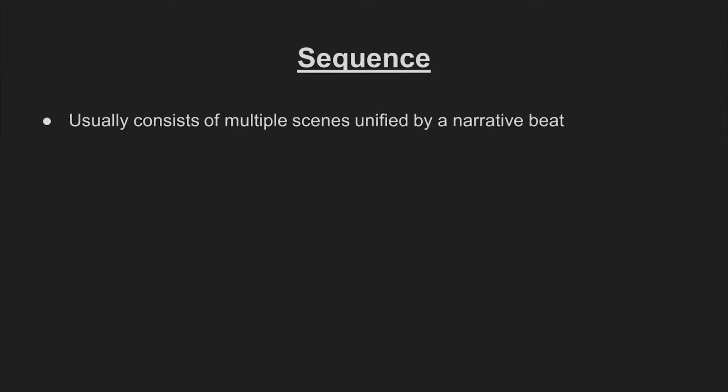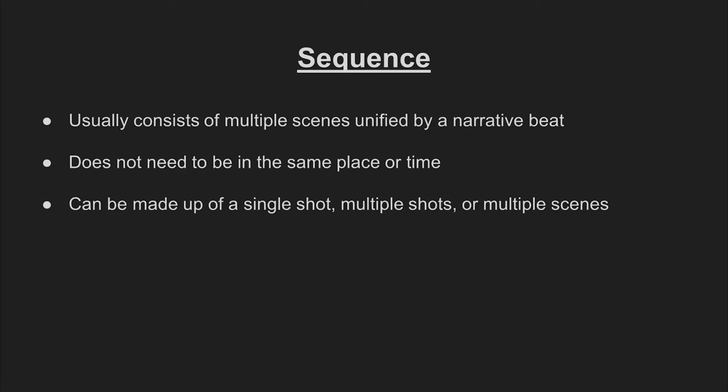A sequence, on the other hand, is usually made up of multiple scenes unified by a narrative beat. Unlike scenes, a sequence does not need to be at the same place or same time. Sometimes a sequence can also be made up of a single shot or a single scene. As long as the collection of shots belongs in a single narrative segment, it can be considered a sequence.